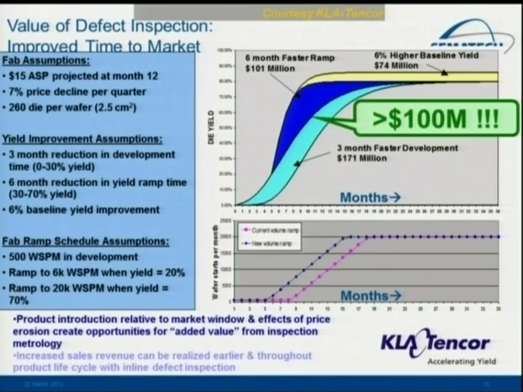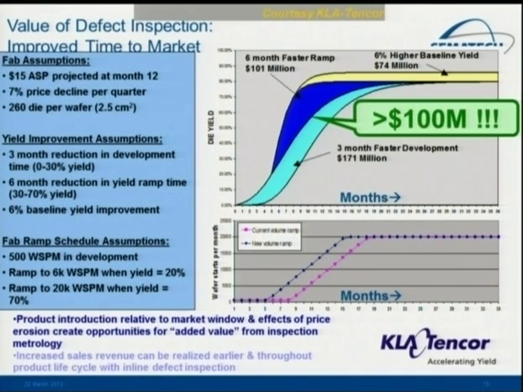So typically you start off with a low number, make sure the process works, you start to introduce more wafers and more products, and you ramp up to a typical fab wafer start per month on the order of like 20 or 30,000 wafers per month, or about 1,000 wafers per day. So the question is, if you're able to ramp more quickly with the same yield, what does that mean with regards to the market value for that?